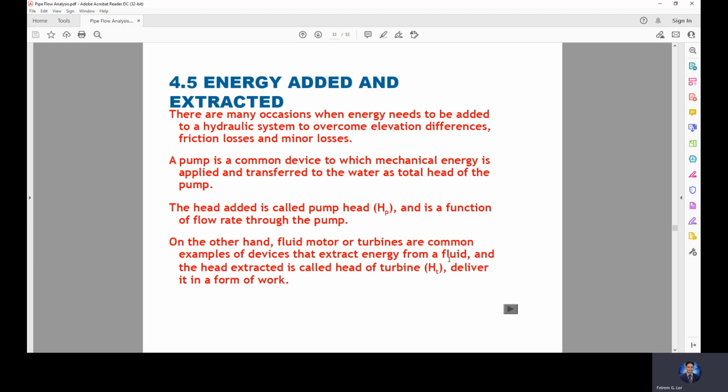Now, on the other hand, fluid motors or turbines are common examples of devices that extract energy from your fluid, from your system, and that energy extracted is called the head of the turbine or H sub T. Deliver it in a form of work or form of mechanical energy, then i-convert na siya sa imong generator into electrical energy.